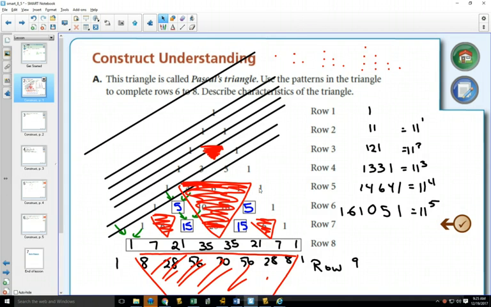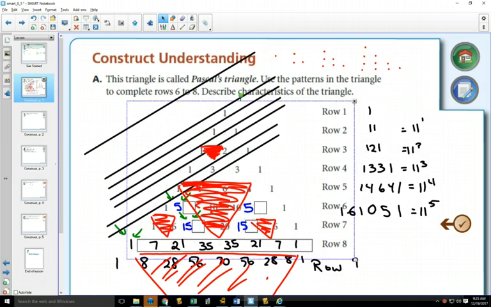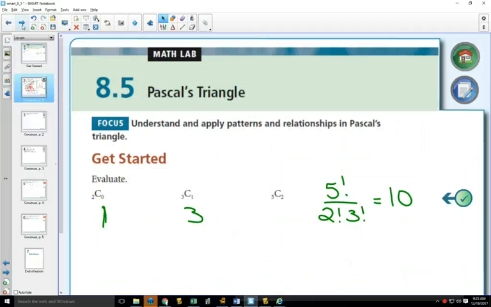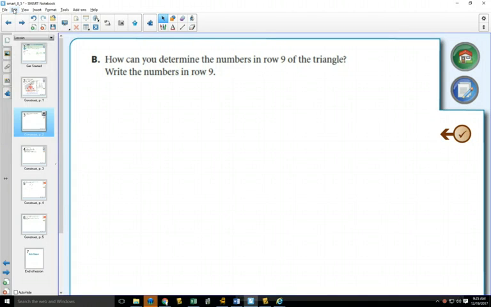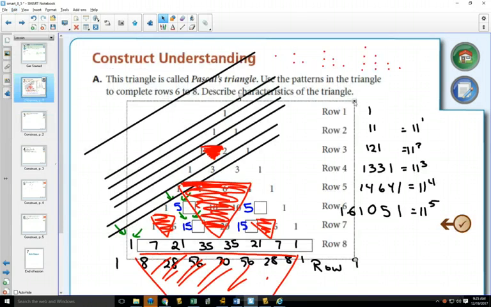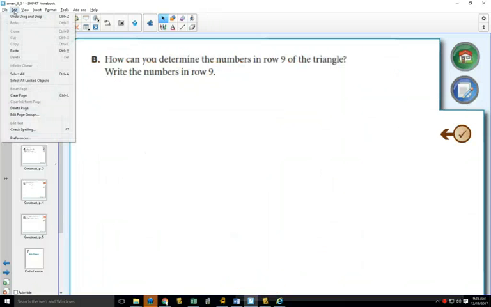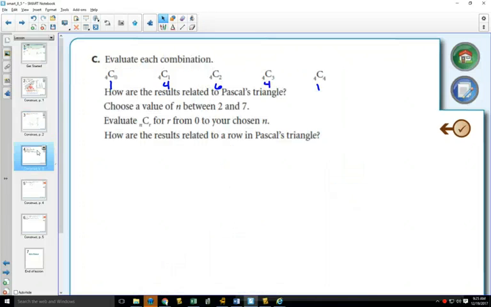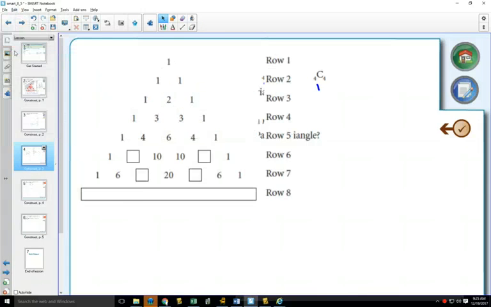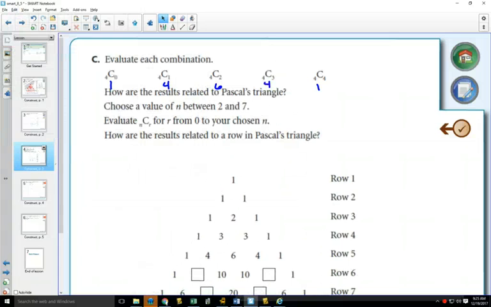Wonder if I can copy. Paste is gone. That makes me not very happy. Try that one more time. Copy. Paste. There we go. That's one of the rows. Oops, that's not the page I wanted to copy it on either. Man, what a tough day. 1, 4, 6, 4, 1.